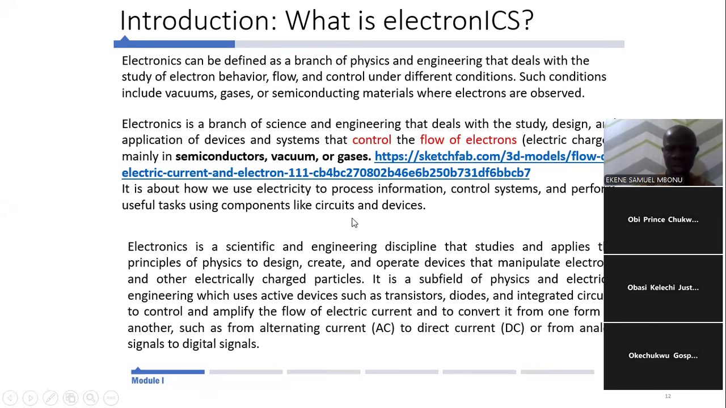using components like circuits and devices. Electronics is a scientific and engineering discipline that studies and applies the principles of physics to design, create, and operate devices that manipulate electrons and other electrically charged particles. The key word is control of electrons.